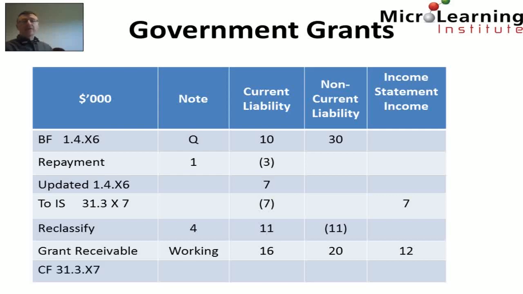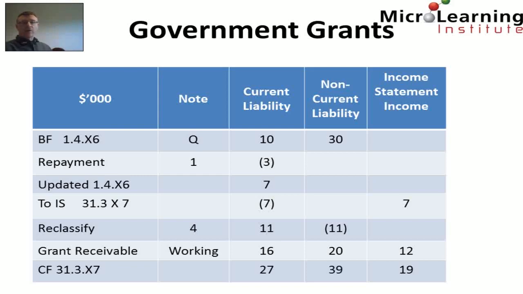So therefore, carried forward for the year to the 31st of March 20X7, firstly, in the income statement, we're recognizing total income in the year of 12 plus 7, which is 19. And also, we're recognizing a total outstanding balance in current liabilities of the 11, which we reclassified from previous activity, plus the additional 16, which is 27.